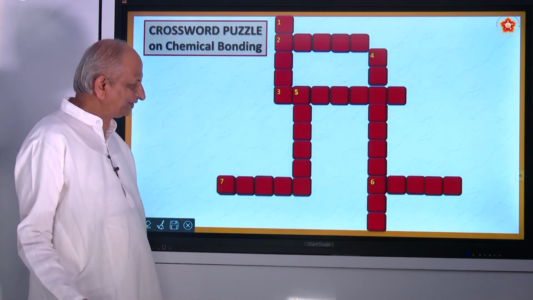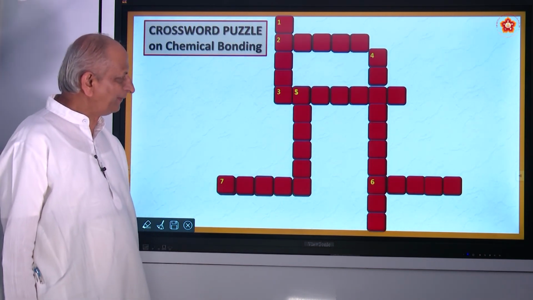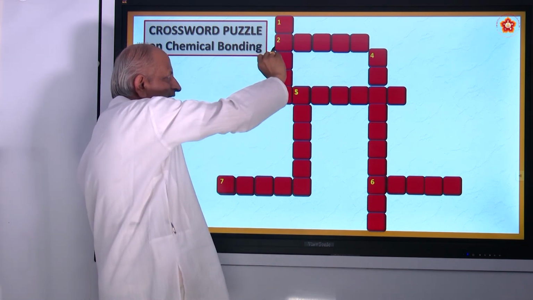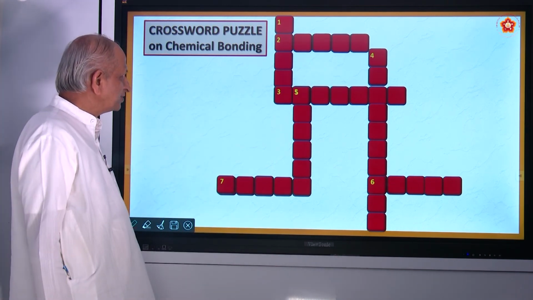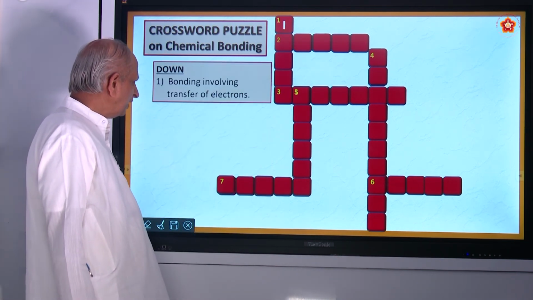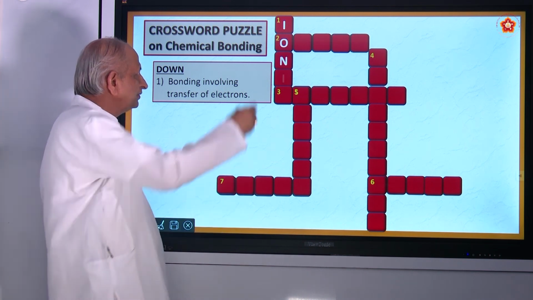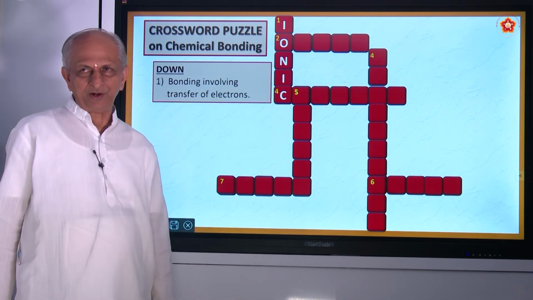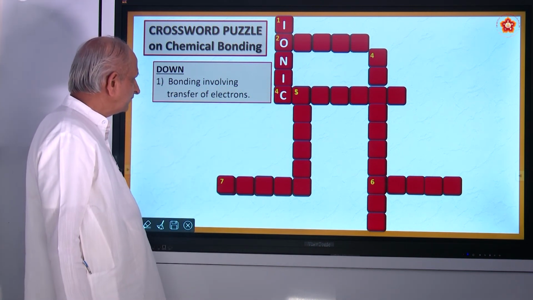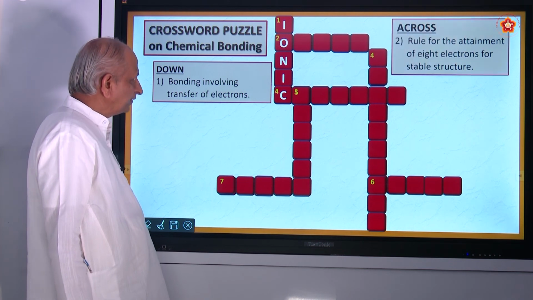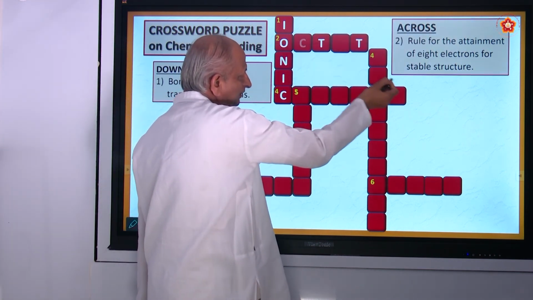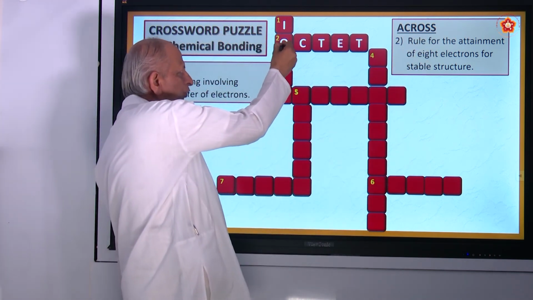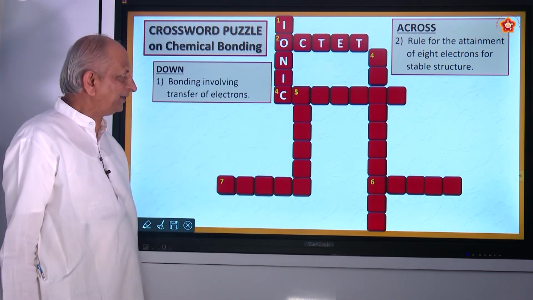Okay. Now we will see one interesting puzzle. This is called a crossword puzzle. Here you have vertical and horizontal clues. The first question is: bonding involving transfer of electrons. The answer for the first question is ionic. Ionic bond is formed by the transfer of electrons. Coming to the second question, across: rule for attainment of 8 electrons in the stable structure. That is called octet arrangement.